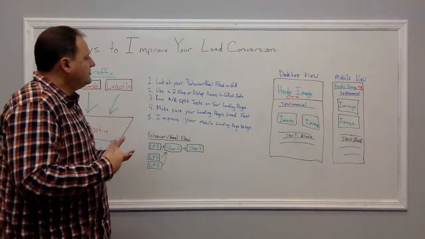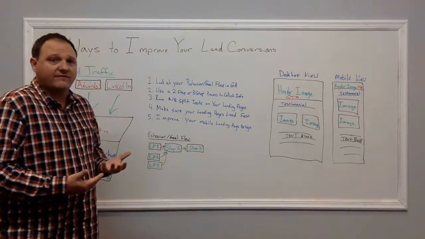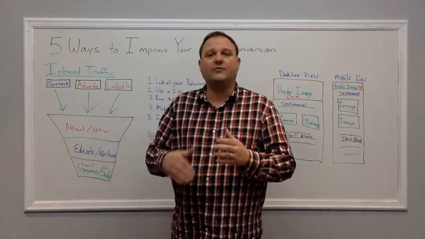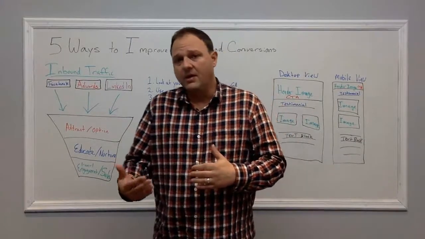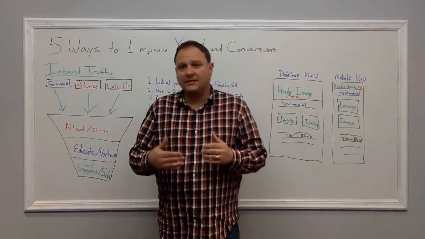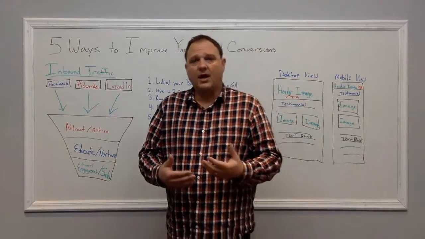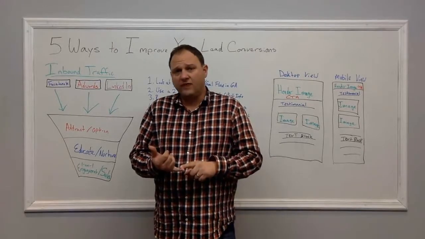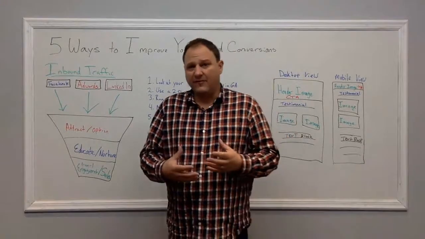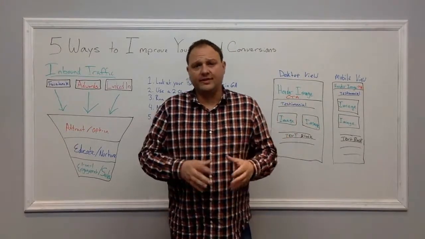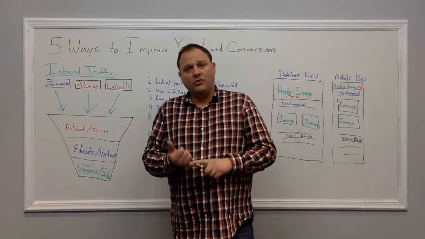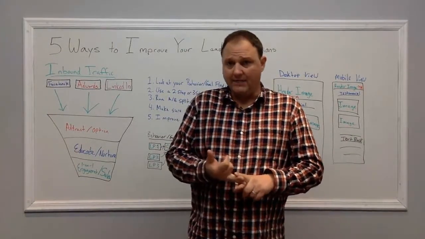Number 2, use a 2-step or 3-step process to collect info. This is super important. I see a lot of people trying to ask for way too much information up front. For example, in your first step, if you're a business to business company, you might be asking for annual revenue, company size, company name, all this additional information that's going to reduce your chance of converting this person to a lead. Really, at this stage, all you need is first name and email address.